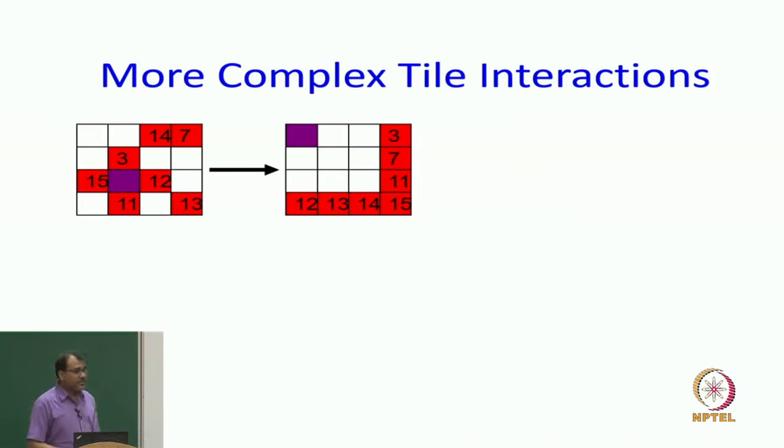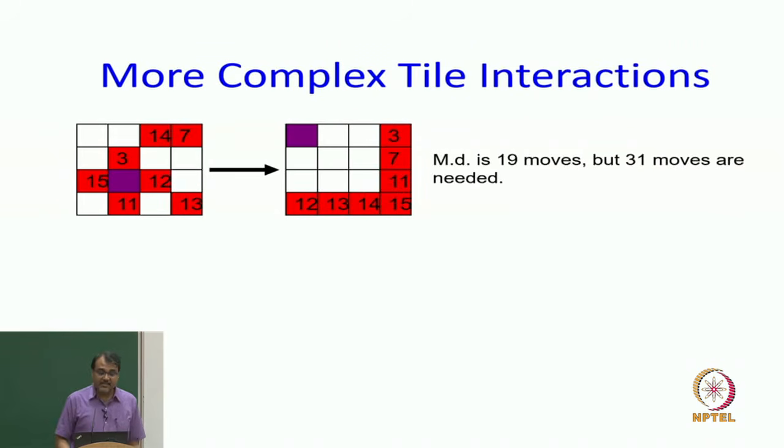Many more examples of this show up. For example, if I have this set of red tiles and I want to get to this set of red tiles, the Manhattan distance will say it will take 19 moves, but actually 31 moves are needed. Look how bad sometimes this heuristic computation can get.